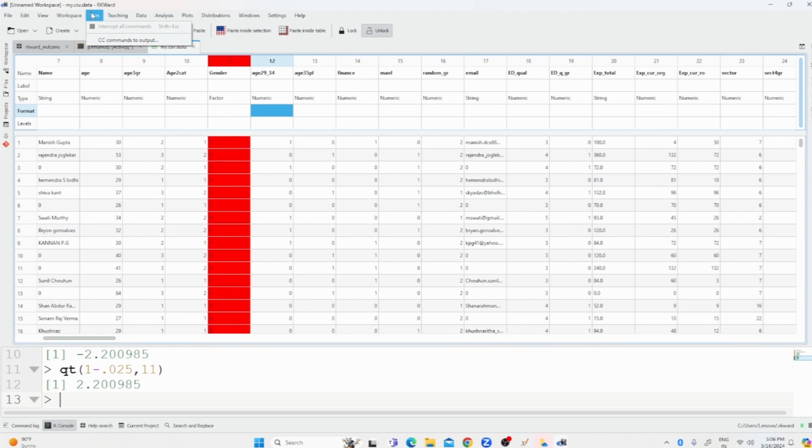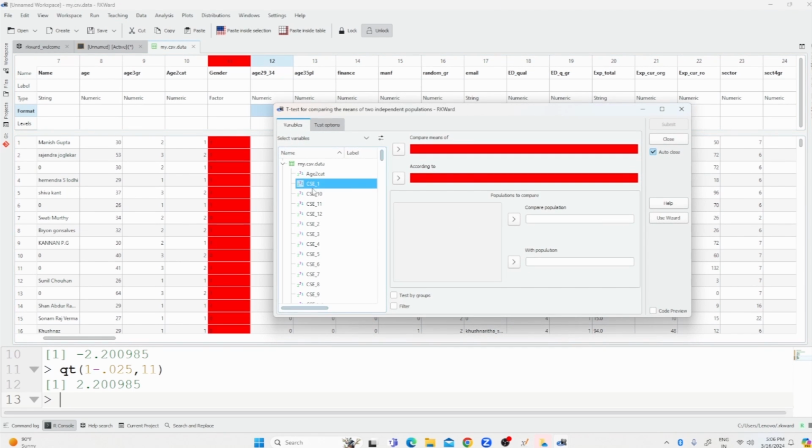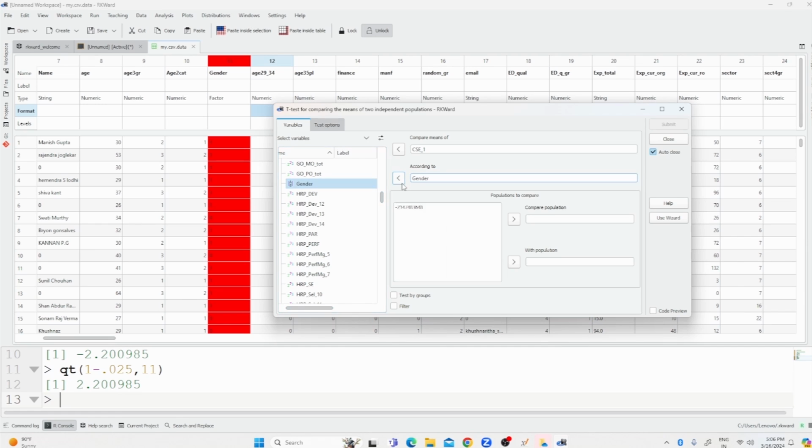Now we go here and we go to parametric test, we go for means, and we go for comparing means for two independent samples. Please see the word. And we are comparing it to gender. Just a second.